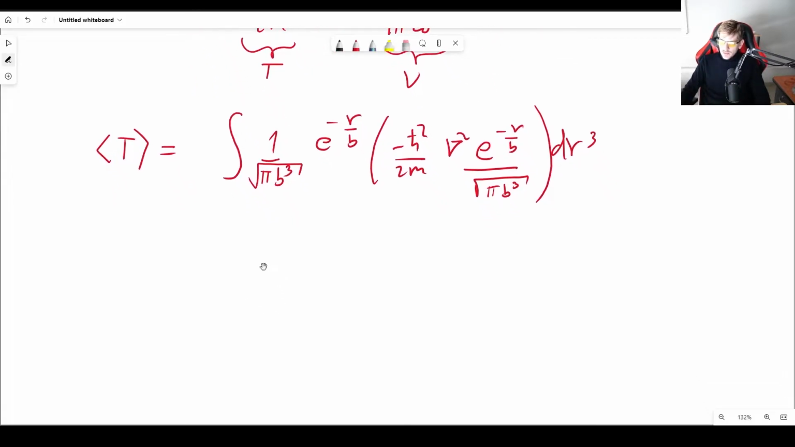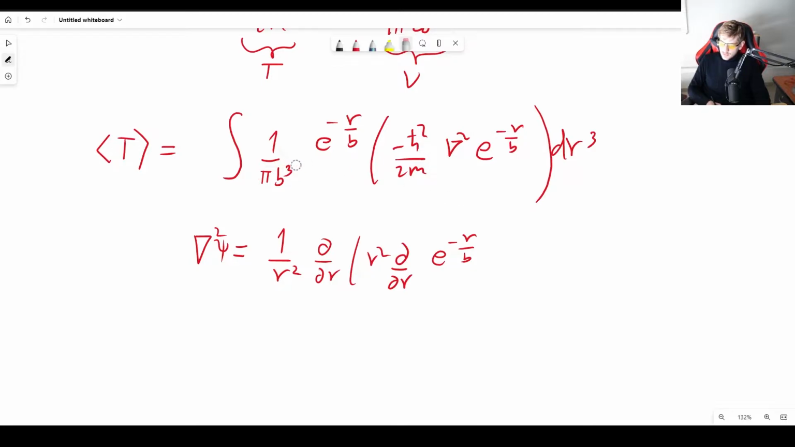Okay, now we have to choose our coordinate system. So we are in a hydrogen atom, so of course choosing spherical coordinates would be best. And our operator in spherical coordinates will be 1 over r squared, d over dr, r squared, d over dr. And we want to act on our wave function, this thing right here. So we let it act on e to the minus r over b. And let's just take the normalization constant that came from the wave function and take it out.